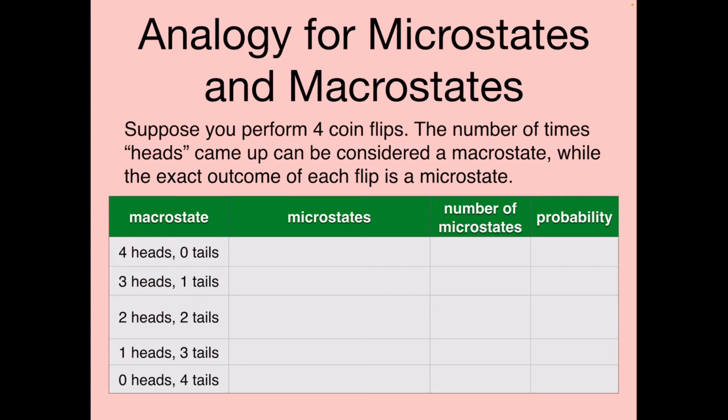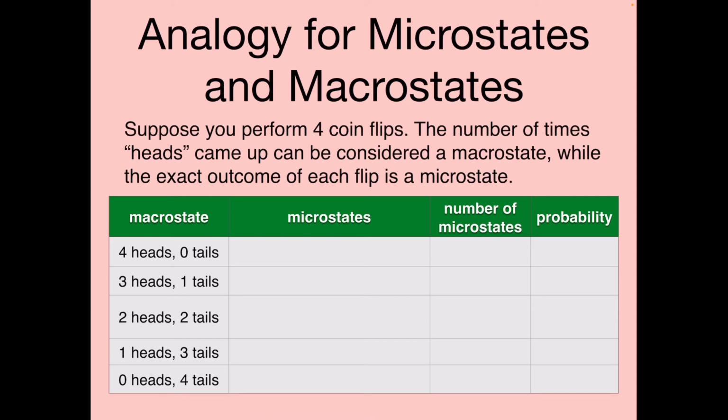So I want to give you sort of an analogy for microstates and macrostates that's pretty easy to understand. So let's say that I flip a coin 4 different times. So I flip a coin 4 times in a row. There are a bunch of different ways that can come out, but the number of times that heads came up can be considered the macrostate. So if I flip a coin 4 times and I get heads 3 times, that's my macrostate. On the other hand, the exact outcome of every single coin flip would be a microstate in this analogy.